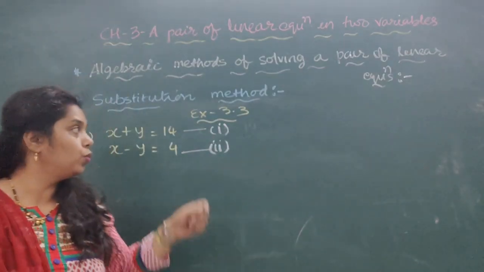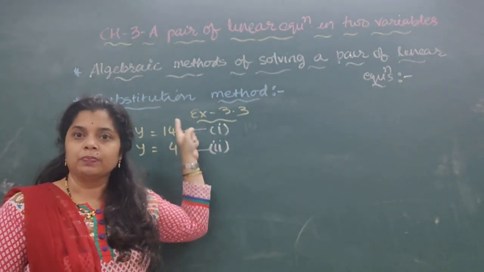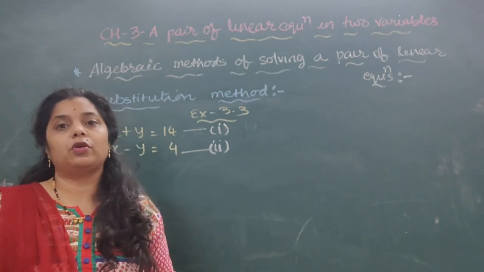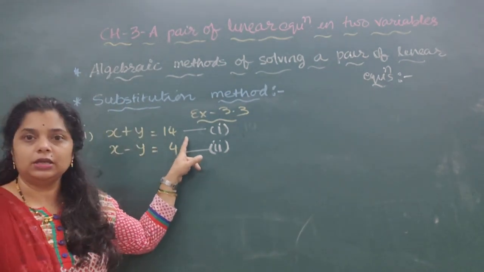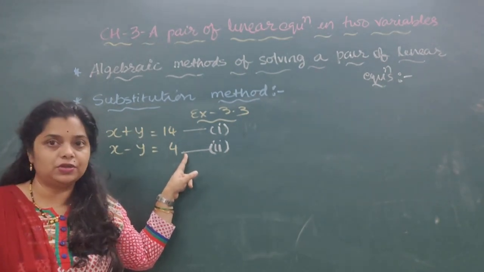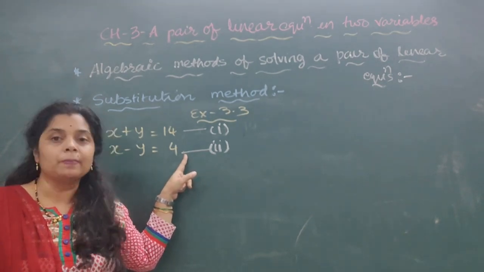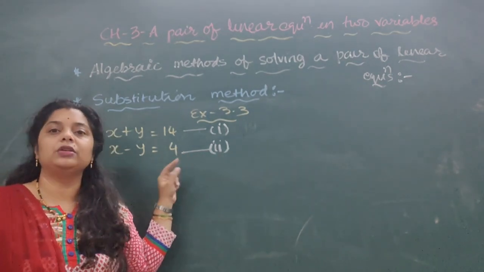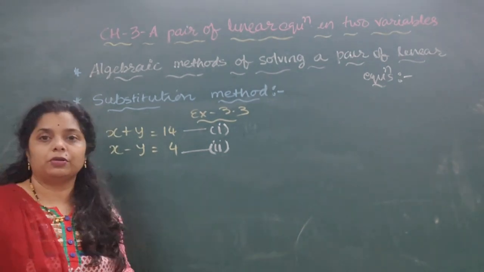Now I am taking the first sum of exercise 3.3 as an example to explain how to perform the substitution method. First of all, as you see here, two equations are given. It means a pair of linear equations is given. If they are asking to find the solution by the substitution method, then you have to perform the substitution method only. So how to perform it?